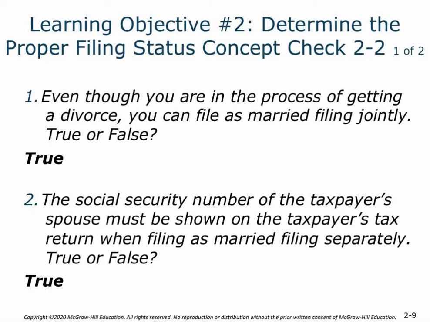So our concept checks here. 1, even though you are in the process of getting divorced, you can file as married filing jointly. That is true. As long as you're married on the last day of the year, you can elect that filing status. 2, the Social Security number of the taxpayer's spouse must be shown on the taxpayer's return when filing as married filing separately. And that is also true, because you have to notify the IRS that you are filing separately, and so it will essentially flag for the spouse, who should be doing the same thing. They should be filing as married filing separately as well, and correspondingly using your Social Security number as the cross-reference.